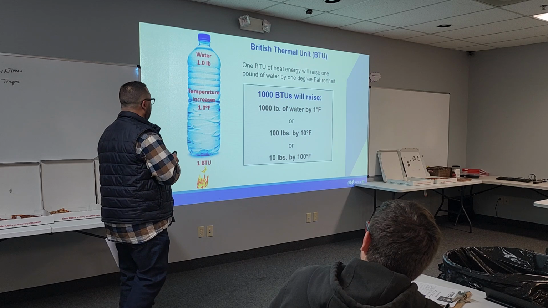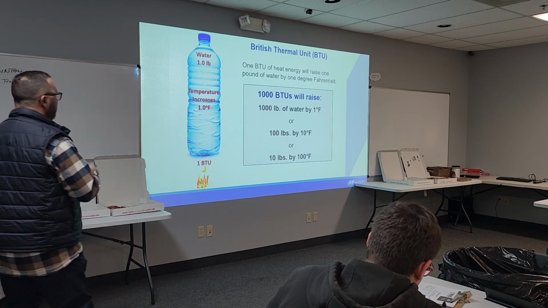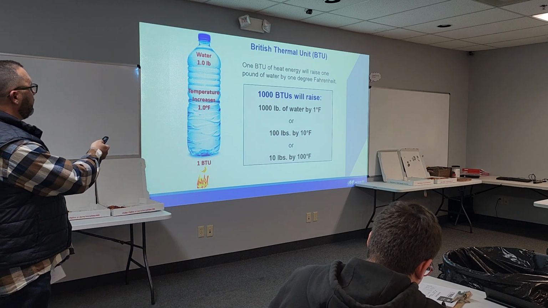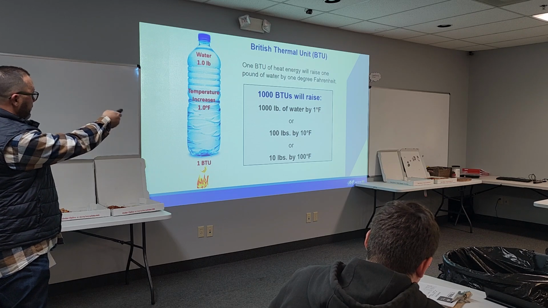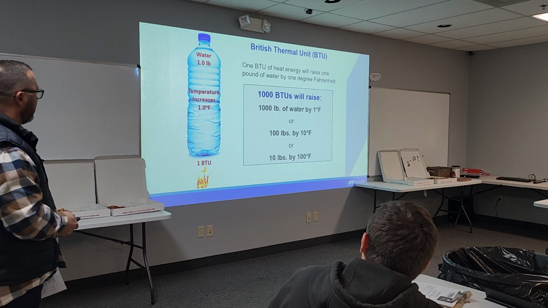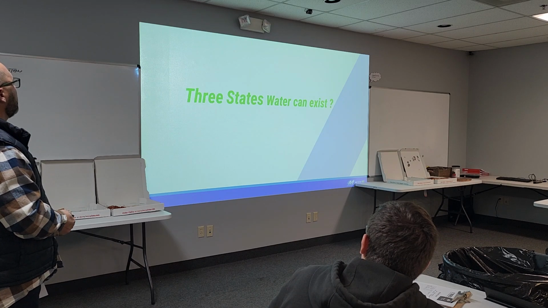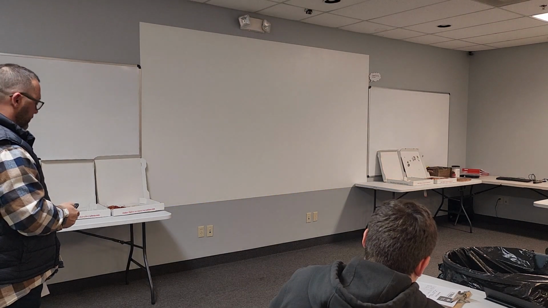British thermal unit: 1 BTU of heat energy will raise 1 pound of water by 1 degree F. 1,000 BTUs will raise 1,000 pounds of water by 1 degree. You can see that. Just some quick fun facts there. Three states water can exist. We talked about that already.